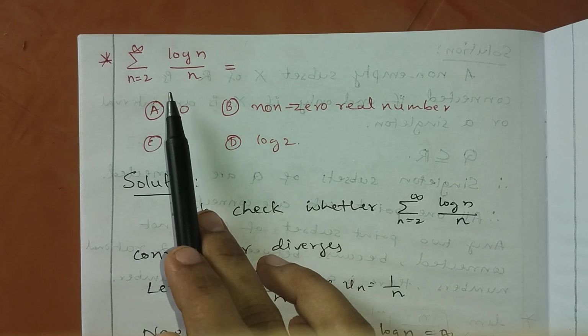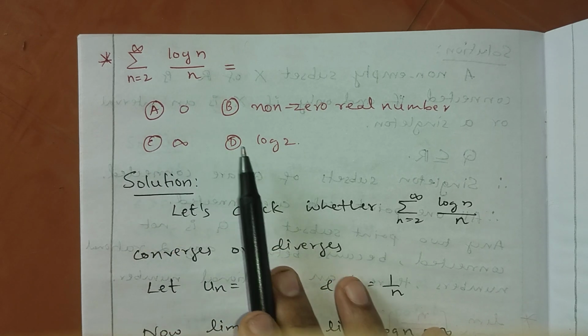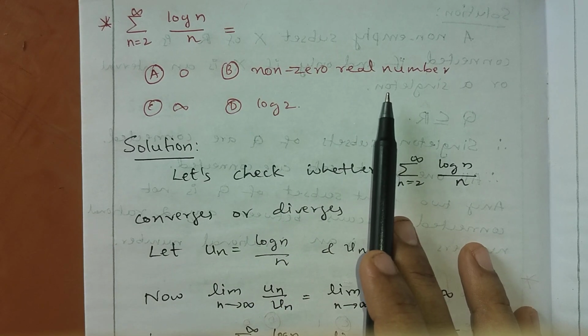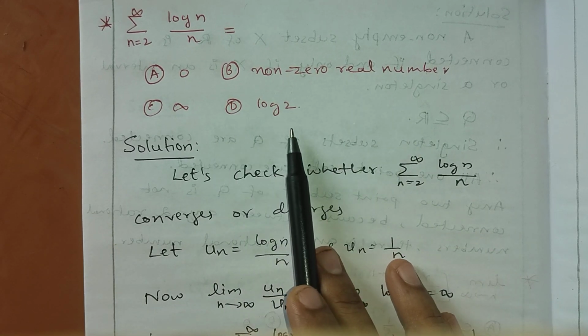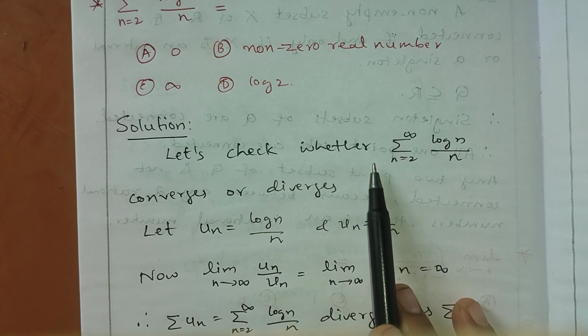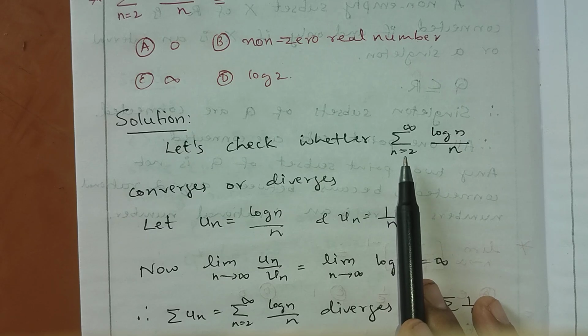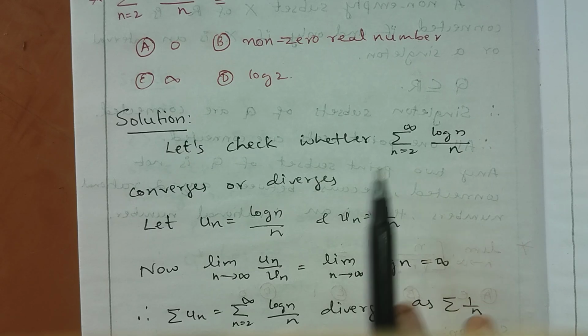Next question: what is the summation from n equal to 1 to infinity of log n by n? Option A: 0, option B: non-zero real number, option C: infinity, option D: log 2. Let us check whether the series converges or diverges. If it converges, then we have to check what it converges to. If it diverges, then its sum is infinity.